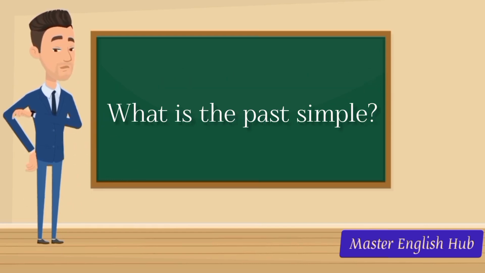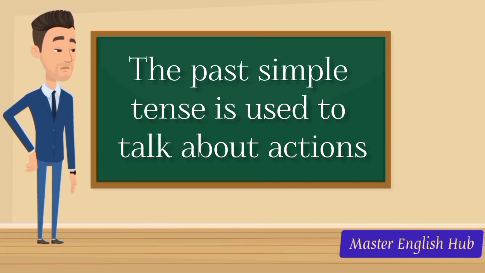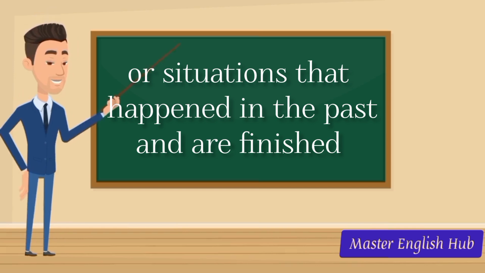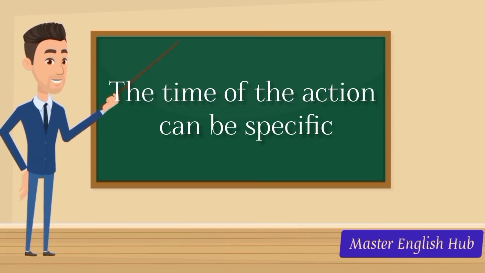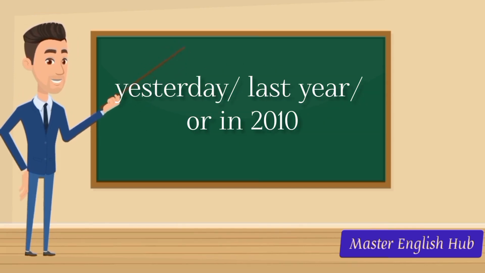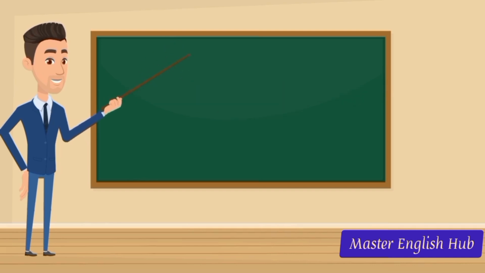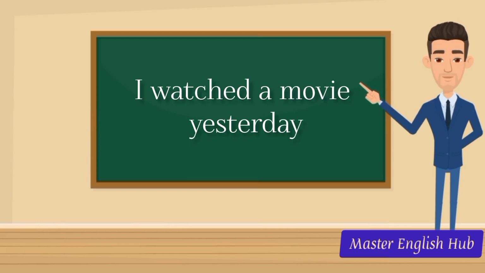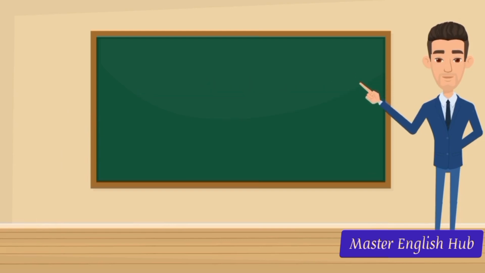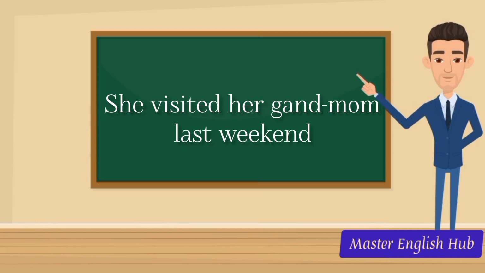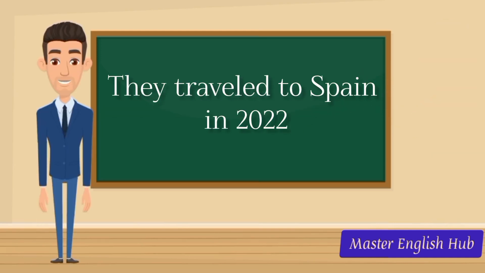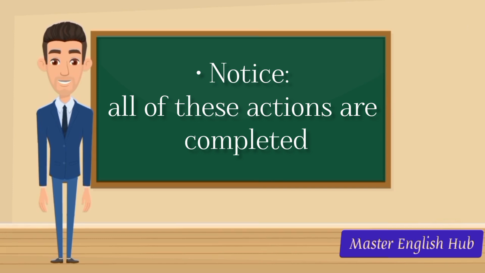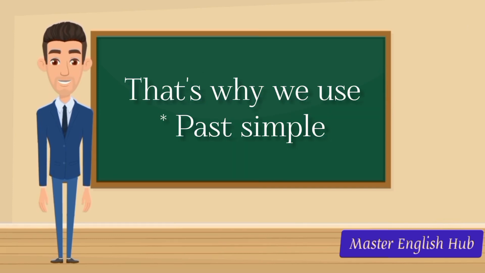What is the past simple? The past simple tense is used to talk about actions or situations that happened in the past and are finished. The time of the action can be specific, like yesterday, last year, or in 2010, or it can be understood from the context. Examples: I watched a movie yesterday. She visited her grandmother last weekend. They traveled to Spain in 2022. Notice, all of these actions are completed. That's why we use past simple.